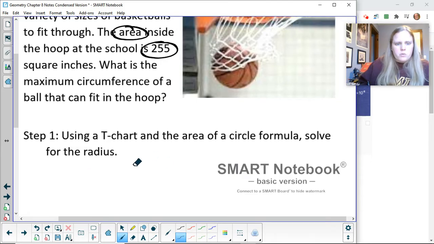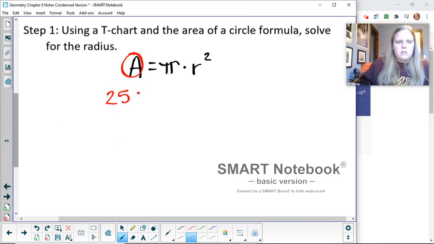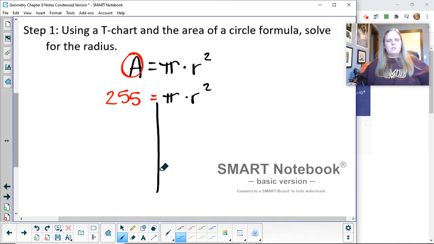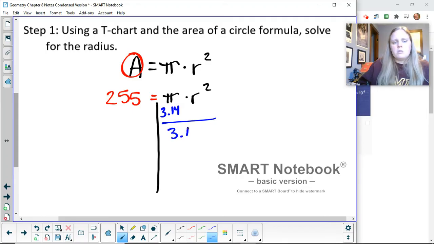So area of the circle formula, area equals pi times radius squared. We just need to do a T-chart. So I'm going to plug this 255 in for my A. 255 equals pi times radius squared. Okay, now remember pi is just the number 3.14. So really I'm multiplying this right side by 3.14. The opposite would be to divide by 3.14.